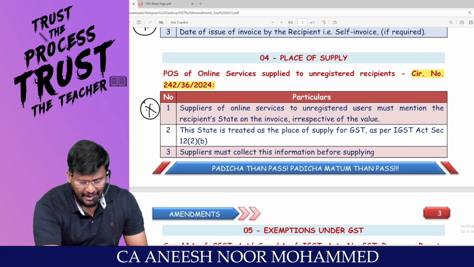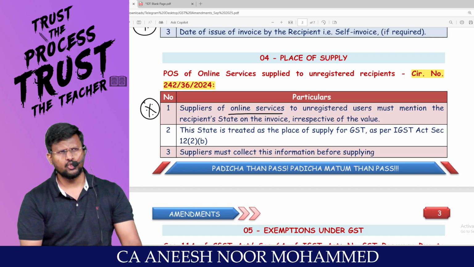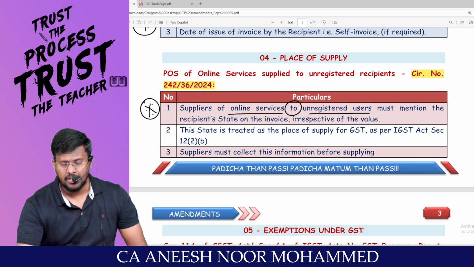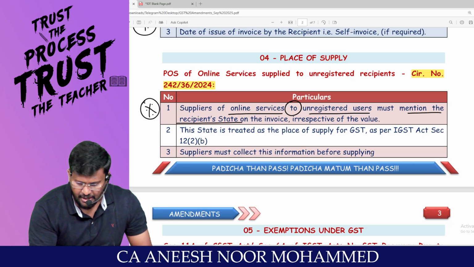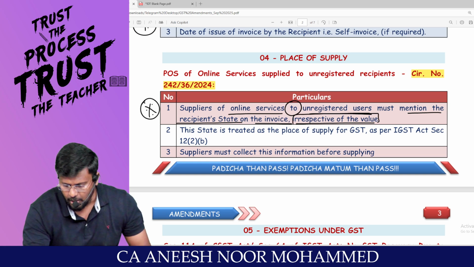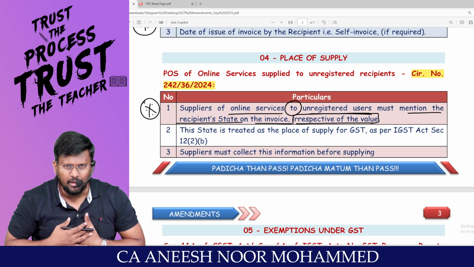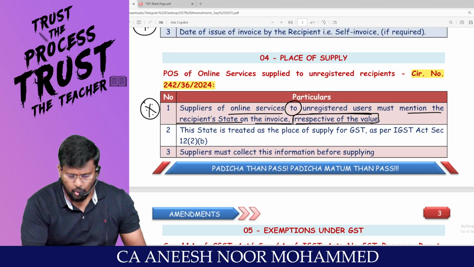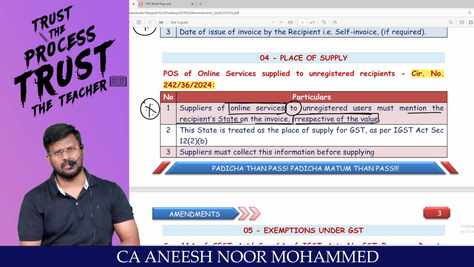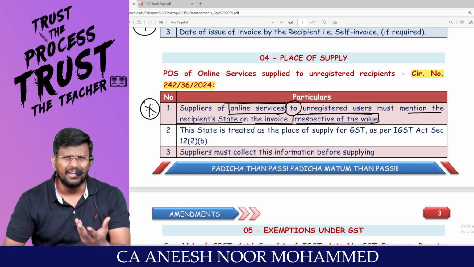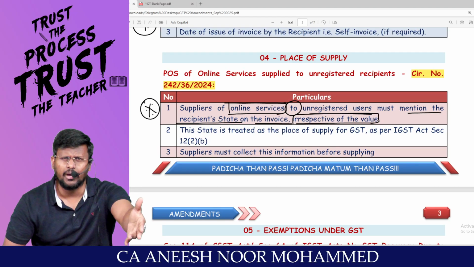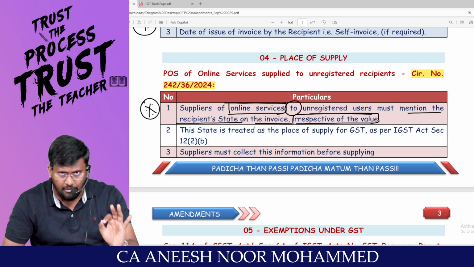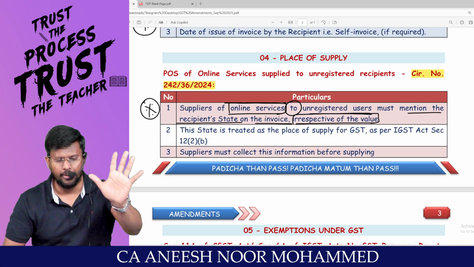If you are a supplier of online services, so many online services are there today, right? To unregistered users, you must mention the recipient state on the invoice, irrespective of the value. For example, I'm a service provider. Through what channel am I providing the services? Through an online channel. Like online money gaming, OIDAR services. Any service online that I am providing to an unregistered person, then it is mandatory that the recipient state has to be mentioned.